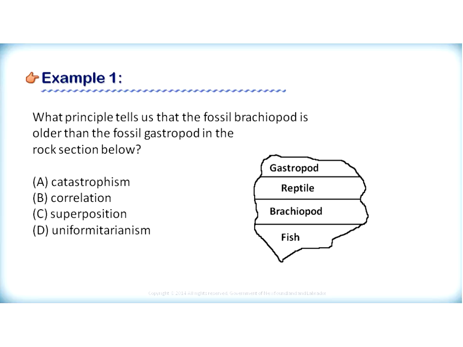Let's look at some examples. Example 1 states, what principles tell us that the fossil brachiopod in the diagram to the right is older than the fossil gastropod, which is located above it in the rock units in the diagram to the right? So the principle of relative dating that we looked at that said rock layers below are older than all the rock layers above and are younger than any rock layers below is the law of superposition. So for example number 1, your answer would be C, the law of superposition.